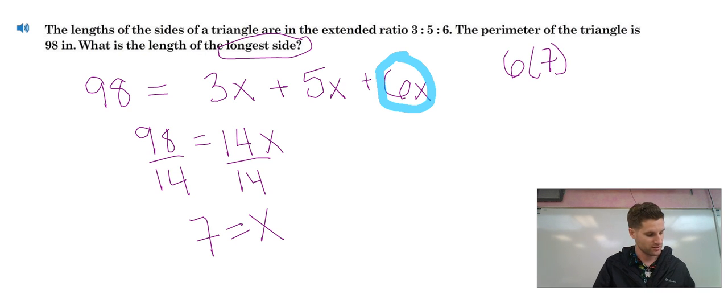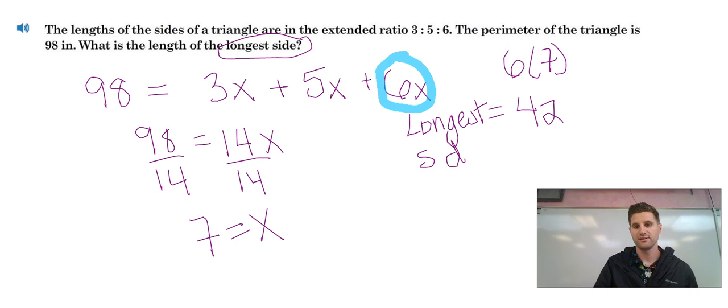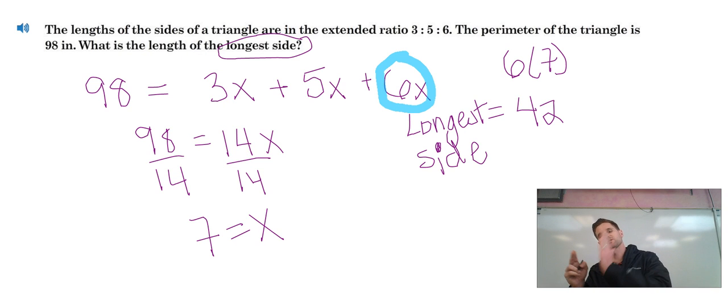6 times 7, I don't know. I should know that one in my head. 42, just was double checking. So this is going to be the longest side. The longest side is 42. So again, we're using that same kind of thought process of here's our ratio 3, 5, 6. We're going to do 3x, 5x, 6x equal to the perimeter of our triangle.